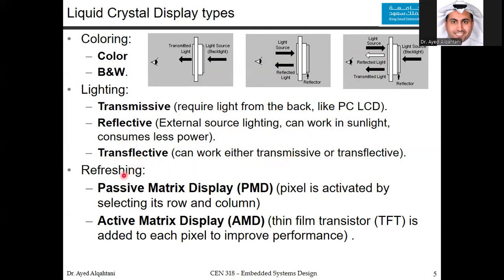Also, there's another way of categorizing the LCD, using the refresh method. We have the passive matrix display, which is the PMD. The pixel is activated by selecting its row and column. Also, you have the active matrix display, the AMD, which uses a thin film transistor, or the TFT. It is actually added to each pixel to improve the performance of the PMD, and this is why we call it active matrix display.